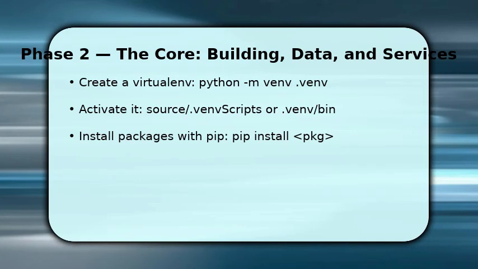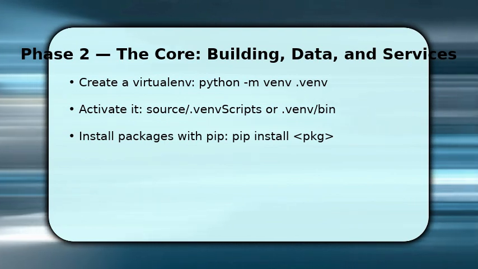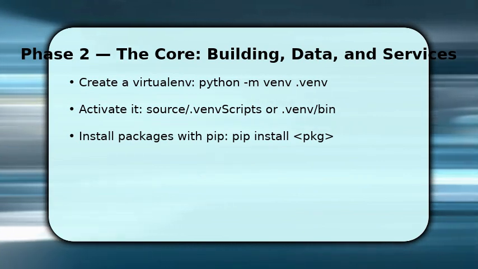Next, you create and activate a virtual environment to isolate dependencies. For example, run python -m venv venv, then activate the venv using the platform-appropriate command so the shell and VS Code use the same interpreter. Once active, install needed packages with pip install package name. This keeps global Python clean.